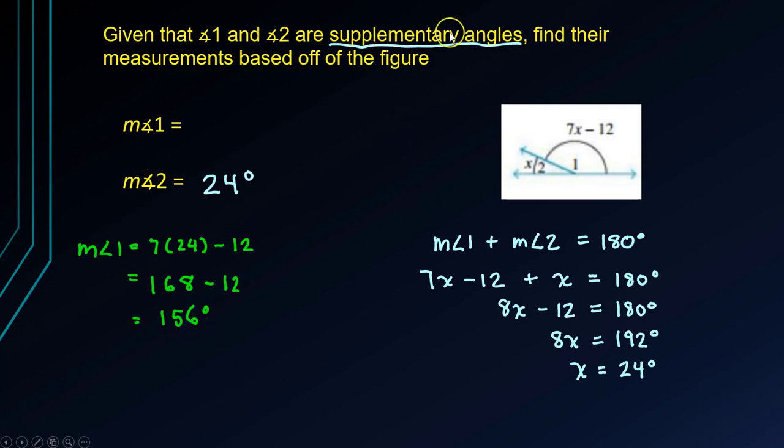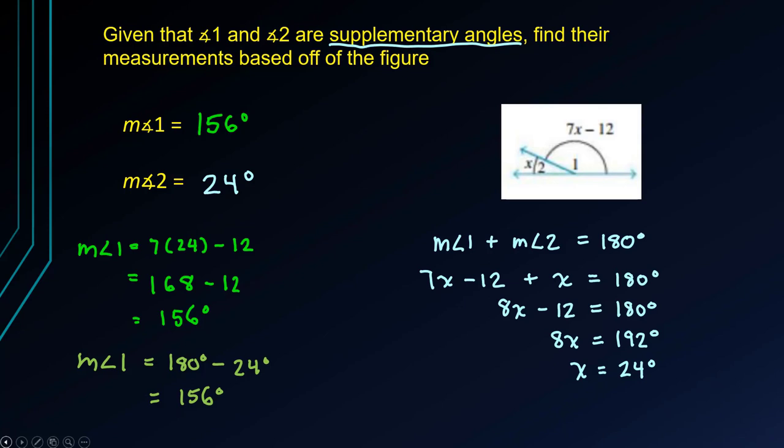Or since I know it's supplementary with angle 2, I can simply say, well, angle 1 has to be 180 degrees minus that 24 degrees, which is still 156 degrees. So whichever way you chose to do it is fine, either of those two ways, because they're relying on a piece of information that was determined earlier.